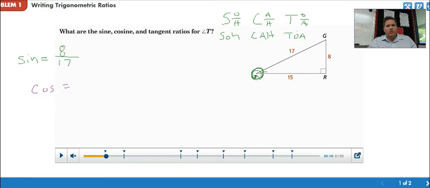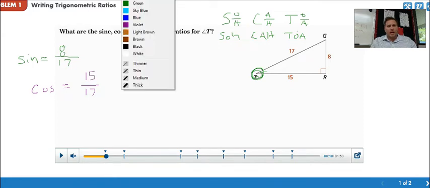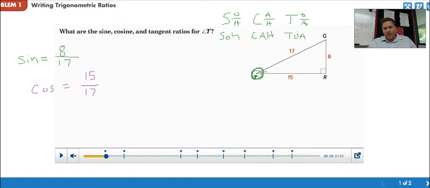How do I know which one to use? Well, I know that the h stands for hypotenuse, so that means the h is going to be 17. When I'm talking about adjacent, I'm talking about the one that isn't the hypotenuse, so that's going to be this 15. So my 15 over 17 is going to be right there, which means my last one right here is my tangent.